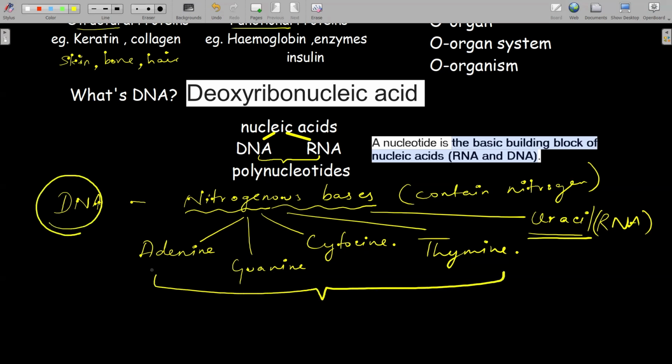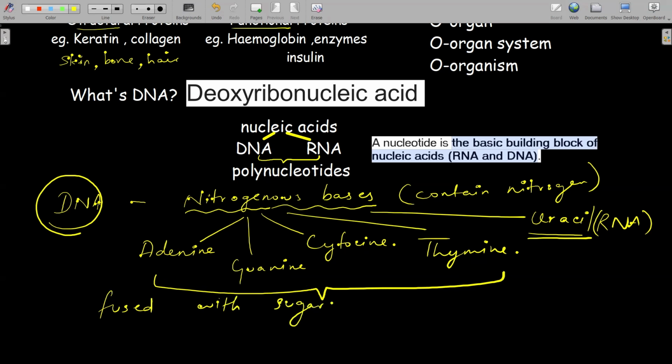But this is not enough. To make DNA or RNA, the nitrogenous bases are just not enough. They should be fused with sugar.